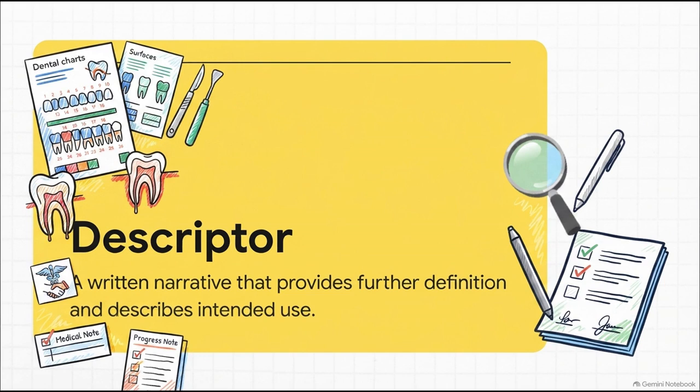But to apply these numerical codes flawlessly, you've got to master reading both the nomenclature and the descriptor. The nomenclature is simply the literal, written definition of the code. The descriptor, however, is a highly specific, written narrative providing the intended use and further definition of the procedure. Not every code has a descriptor, but when one is present, your clinical operative note absolutely must reflect its exact requirements. The specific surgical technique, the instruments used, the exact tooth numbers and surfaces, all of it.